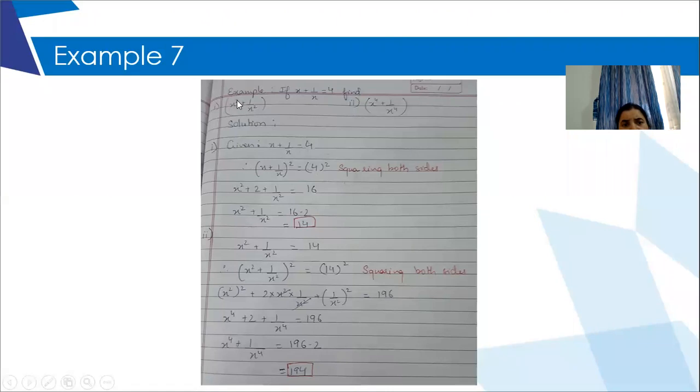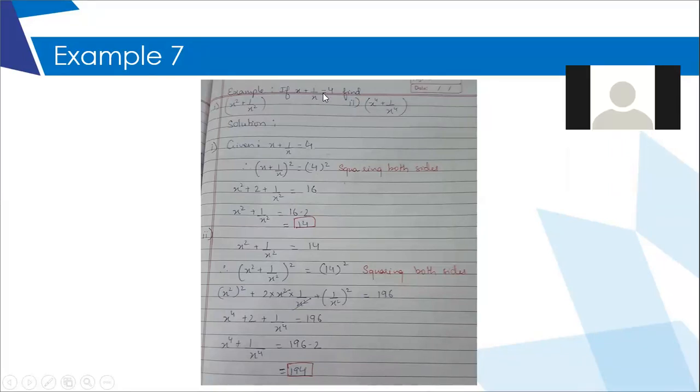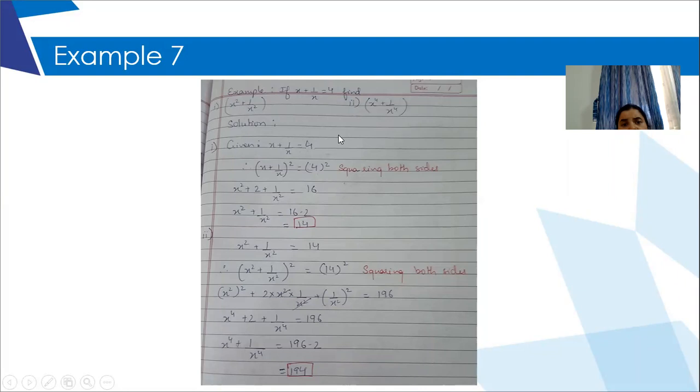Whatever they are asking, it is square and it is raised to the power 4. This is the type, because there will be another kind also where they will give you the value of higher powers and they will ask you for lower powers. So here the value of lower power is given and higher they are asking. So in this, you will start with the given thing. So x plus 1 by x is equal to 4.